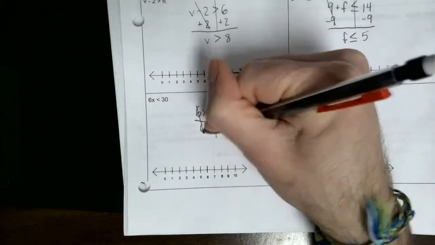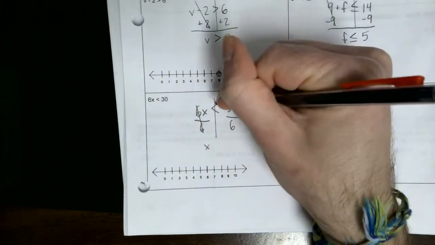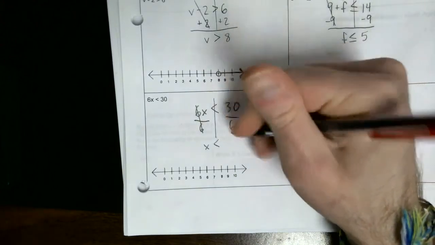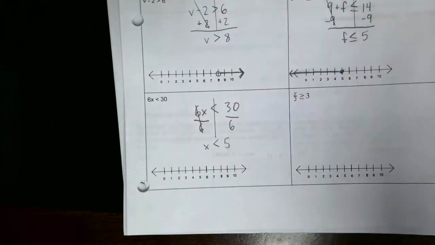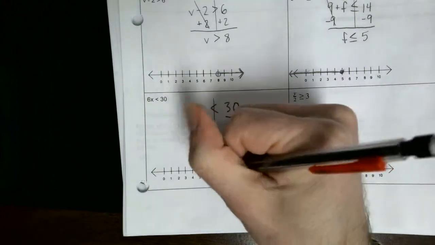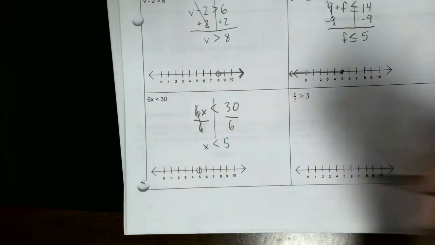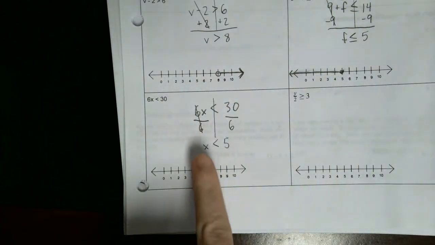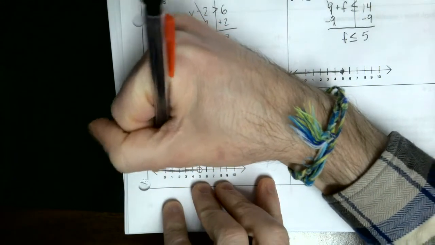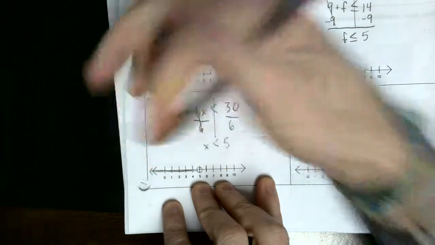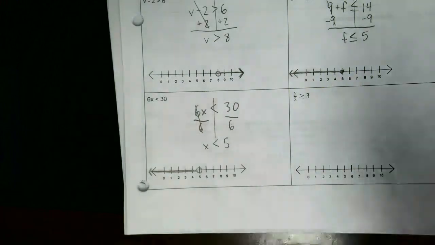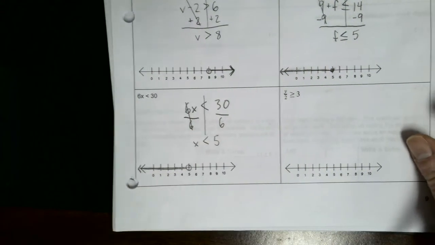6 divided by 6, gone. Cancels out. X, keep the symbol, is less than 30 divided by 6, which would be 5. X has to be less than 5. It can't be 5. It's got to be less than 5. So because it's just less than, open circle, open dot, and we're going to go less than 5. So we're going in the less direction, going this way. Nice. Make sure you get that arrowhead on there to show the direction, and then it goes on forever and ever and ever.